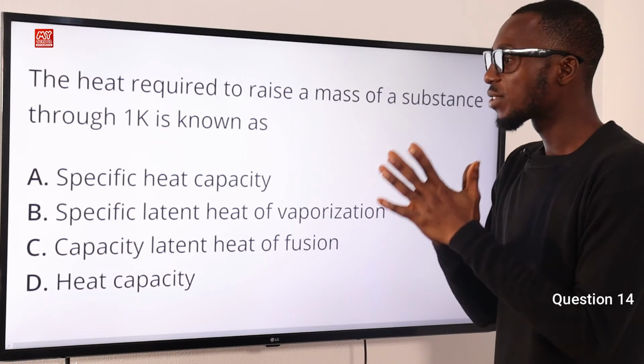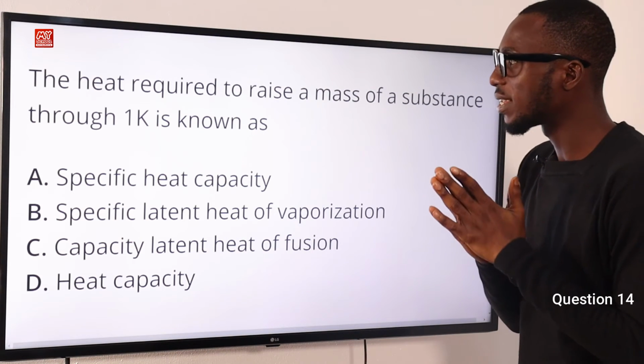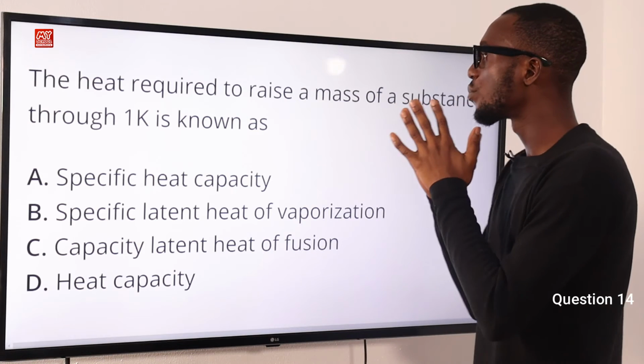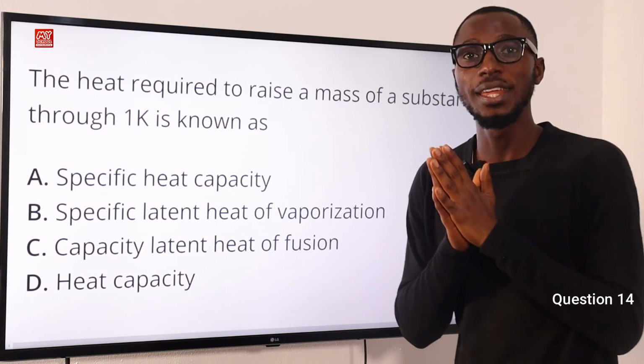So the correct option here to the question given us is option A. Specific heat capacity is the quantity of heat required to raise a mass of a substance through 1 Kelvin. Option A is super correct.